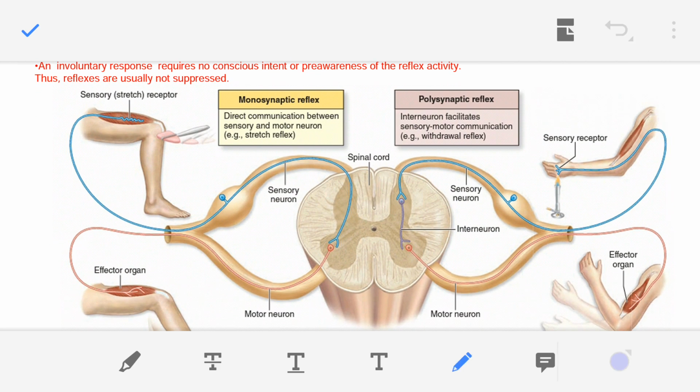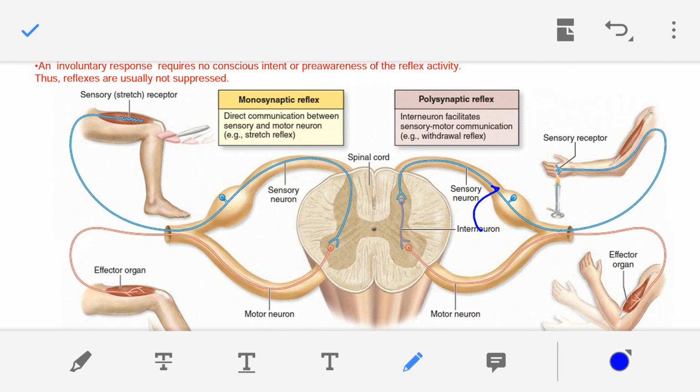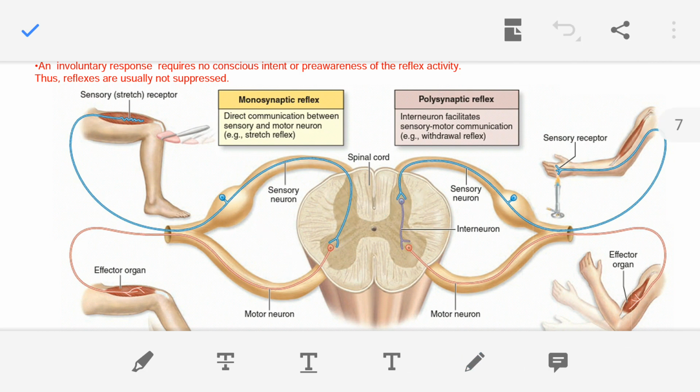And here you can see that sensory neurons are there, then interneurons are there, and then there is the motor neuron. And in the case of monosynaptic, there were only sensory and motor neurons, and they were synapsing.